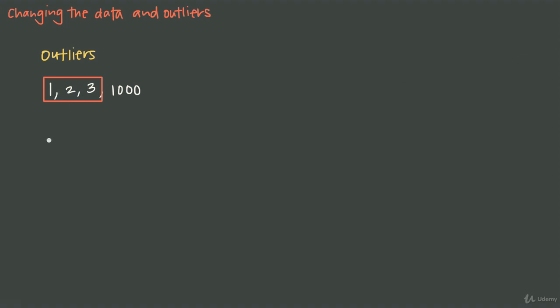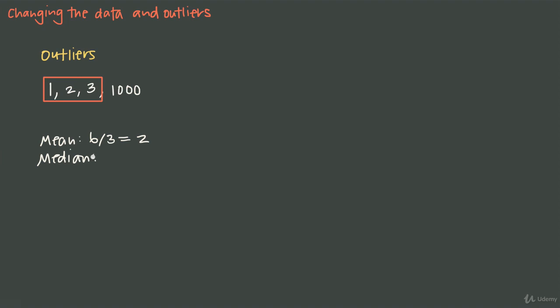So if we just have 1, 2, and 3, and we want to calculate mean and median, here's what we get. The mean will be 1 plus 2 is 3, 3 plus 3 is 6, 6 divided by 3 terms, so 6 divided by 3 is going to be equal to 2. So the mean of the data set is 2.